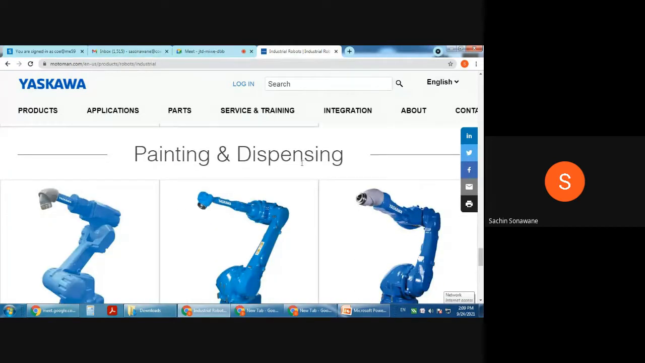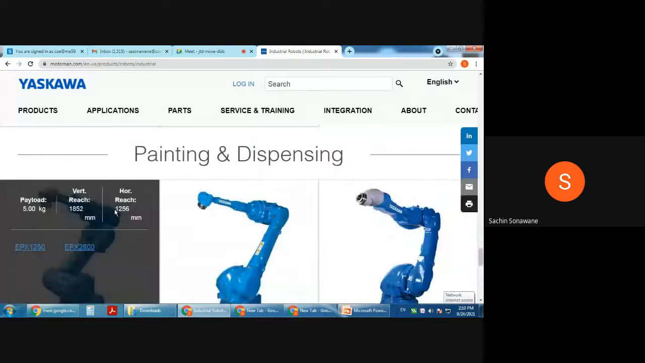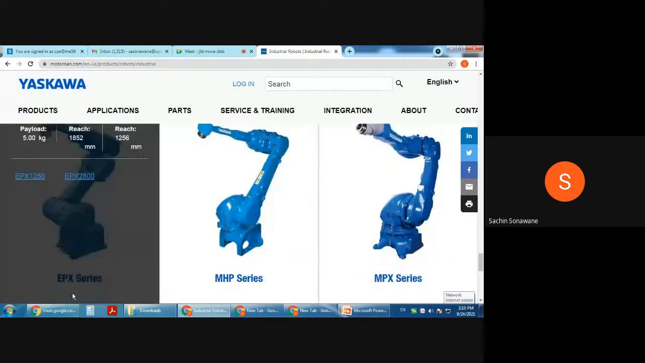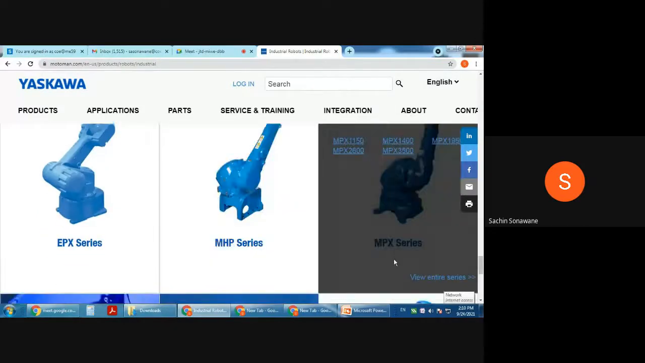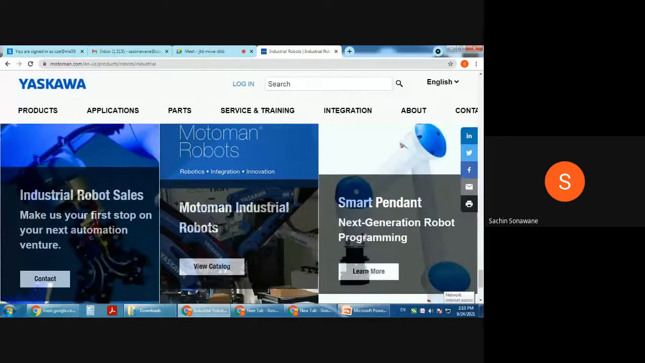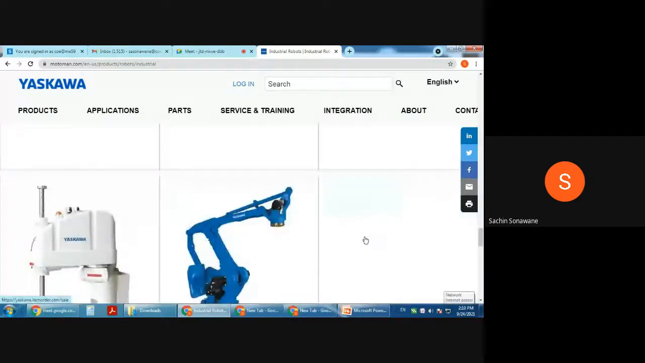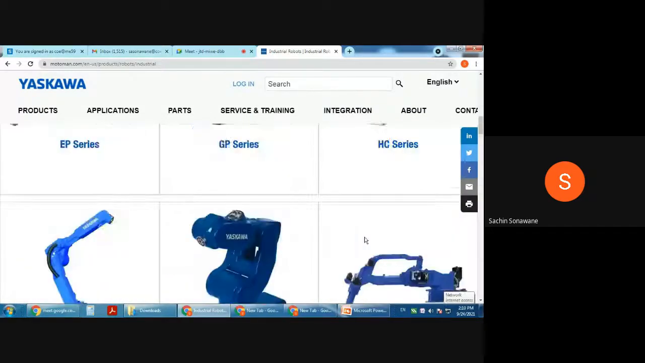Now for painting and dispensing. This is the fourth application of the robot, painting and dispensing, for which these different types of robots are used with different series. They have different specifications. EPX series, MHP series, specifications are written. MPX series. Therefore, these are robots used for different applications and having different specifications.